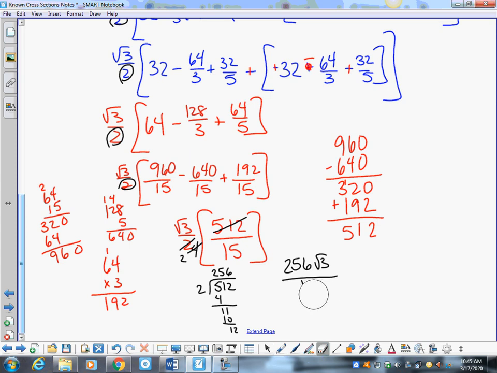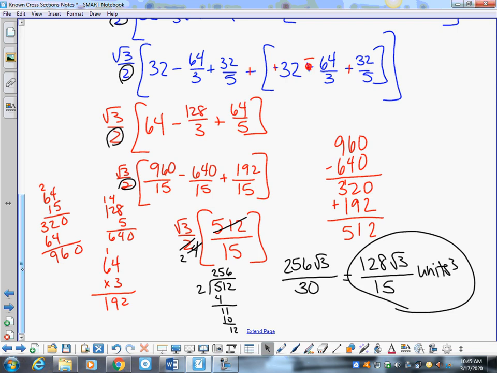So now this is still over 2 times 15, which is 30. And I think I can hack at them both with a 2 again. That'll be a 1, 2, 8 over 15. There it is.